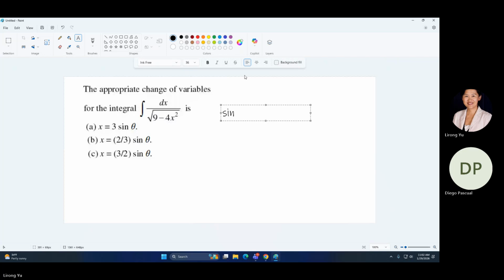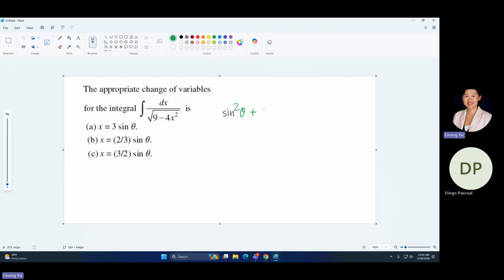Cosine squared and sine squared of the angle will equal 1. But we need a subtraction, so I'm going to subtract the sine squared from both sides of the equation. So cosine squared is equal to 1 minus sine squared theta.